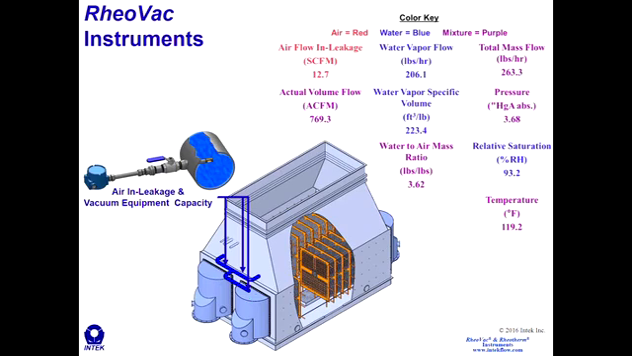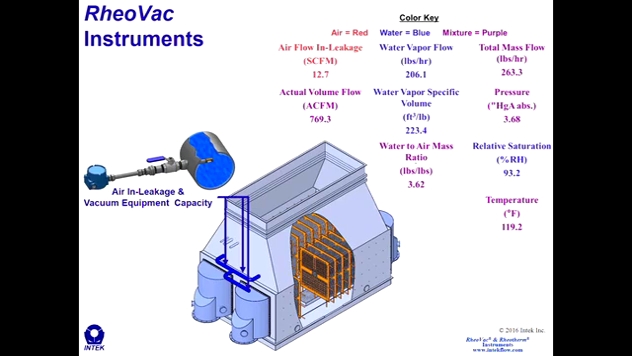And it measures these parameters. It has four primary measurements. It measures the total mass flow, the absolute pressure, the relative saturation, and the temperature. And with these four measured parameters, we can calculate the dry air flow, the water vapor flow, the volumetric flow, which is useful for LRVP capacity measurement, and you can use the total mass flow for comparing steam jet capacities to their manufacturer specifications.